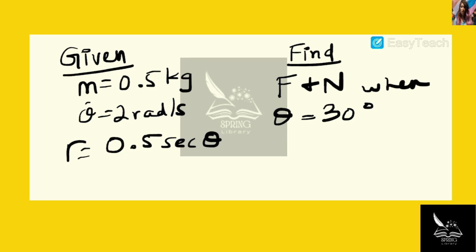Hi everyone, so what we have here is a problem with a particle that has a mass of 0.5 kilograms and that's moving along a horizontal slot with the rotation of an arm. That arm is rotating at 2 radians per second and the path is defined as r = 0.5 secant theta. What we're asked to solve for is the force from the rod on the particle, and also the force from the slot, the normal force, when theta is equal to 30 degrees.